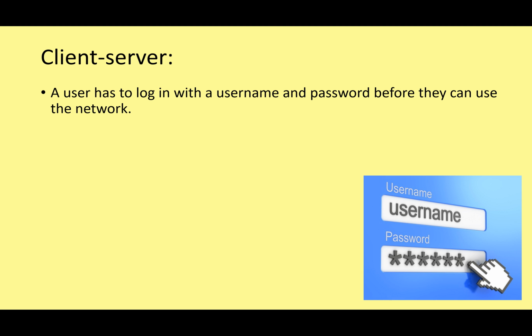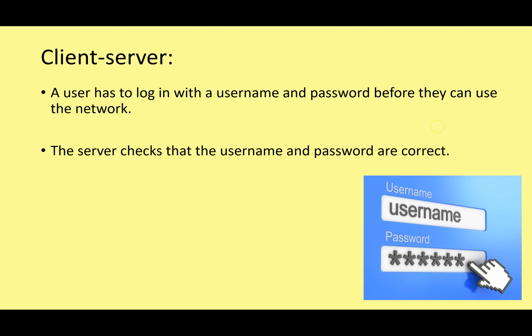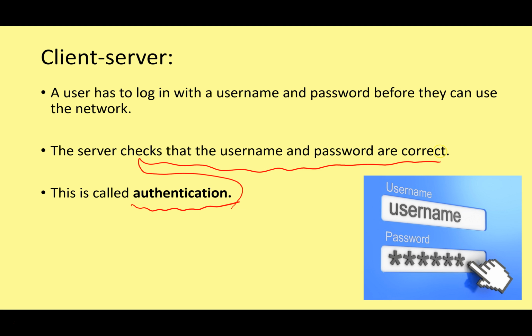A user has to log in with their username and password before they can use the network. The server checks that the username and password are correct. And this is what we call authentication. So authentication is when we check that the username and password of the user are correct and valid, and that that person has access to our client-server network. Of course, we're all familiar with this. When you log in at an office or a school or a university, it checks that you are the person you say you are first before you have access to the network.